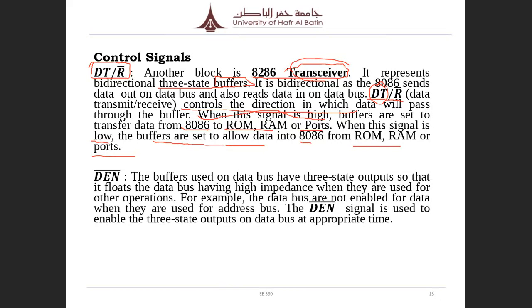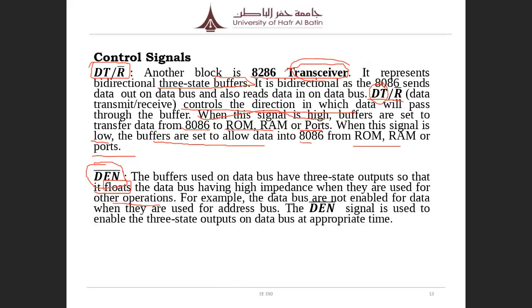And what is the function of DEN, data enable? It activates the buffer. The buffers used on the data bus have 3-state outputs, so that they float the data bus, having high impedance, when they are used for other operations. For example, when the address/data bus is used for address information, it is in floating mode. Floating mode means high impedance mode. This is one state.